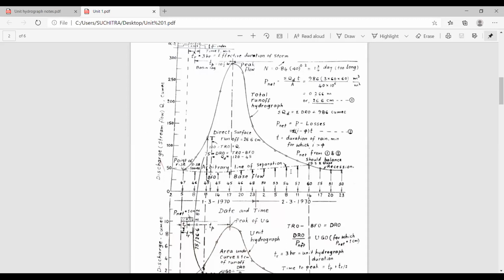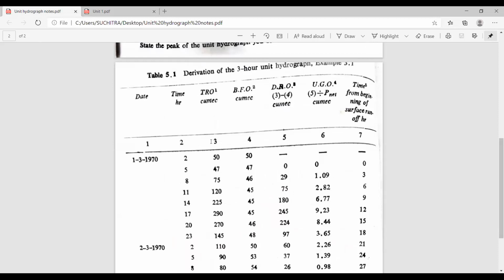And if you separate the base flow, these are the base flow ordinates, from this point to this point. So you'll get the total runoff ordinates and base flow ordinates when you plot the graph of discharge versus time with the following data. The values in column 4 are the base flow ordinates. If you deduct the base flow ordinates from the total runoff ordinates, you will get the direct runoff ordinates, the DRO.